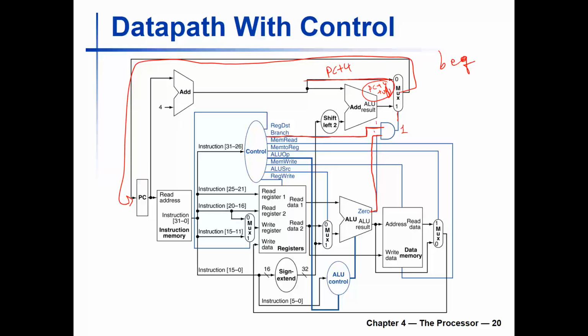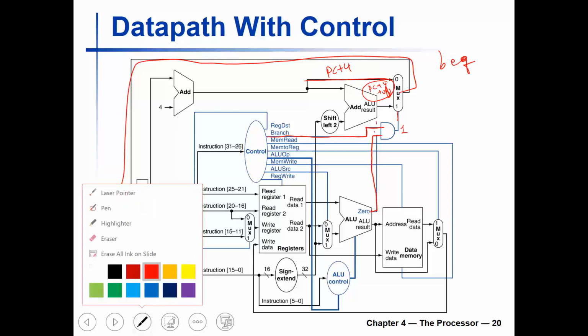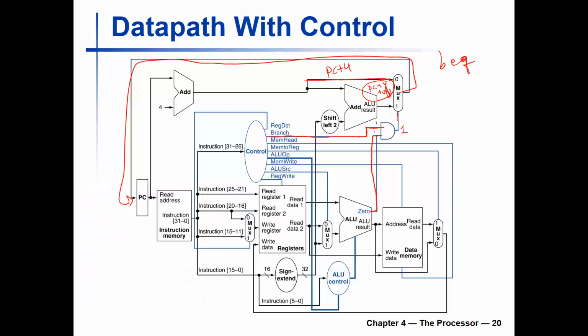Now notice there is a control signal here. This control signal tells me the address of the destination register. Based on the format, the destination register can come from bits 16 to 20 in the instruction, or bits 11 to 15 in the instruction. So I have to tell this multiplexer how to select for me the right register address.